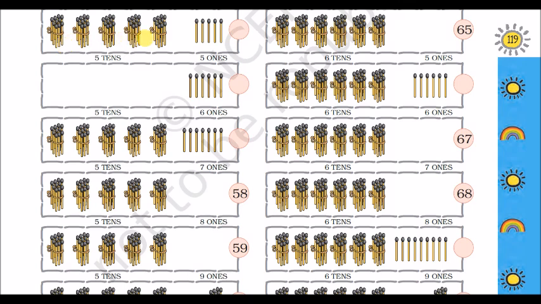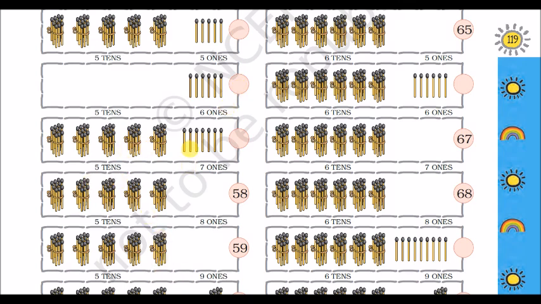5 tens and 5 ones. 50, 51, 52, 53, 54 and 55. 5 and 5, 55. 5 tens and 6 ones. 51, 52, 53, 54, 55 and 56. 5 and 6, 56.